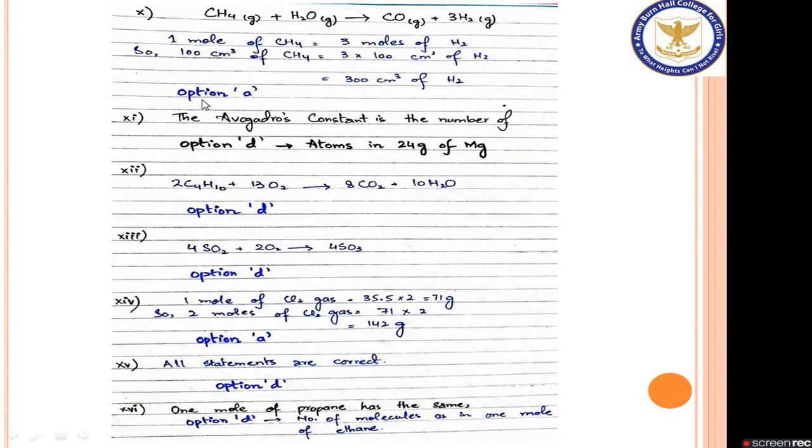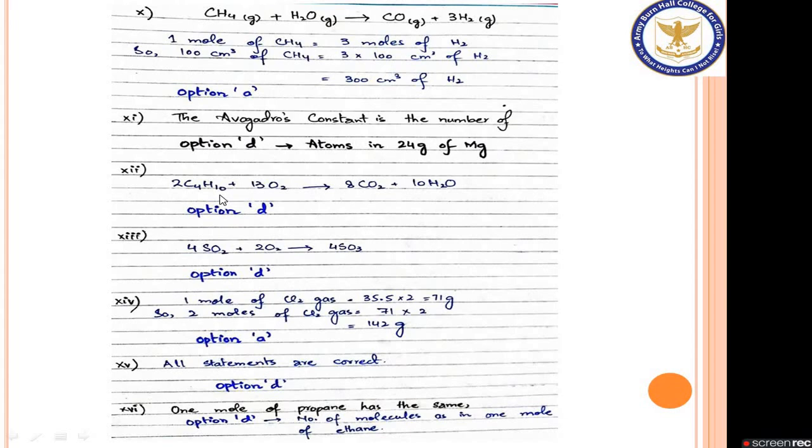Next one: Avogadro's constant is the number of, in option A they have given atoms in 1 gram of helium, molecules in 35.5 grams of chlorine, electrons needed to deposit 24 grams of magnesium, and in option D they have given atoms in 24 grams of magnesium. So option D is the correct option in this case: atoms in 24 grams of magnesium.